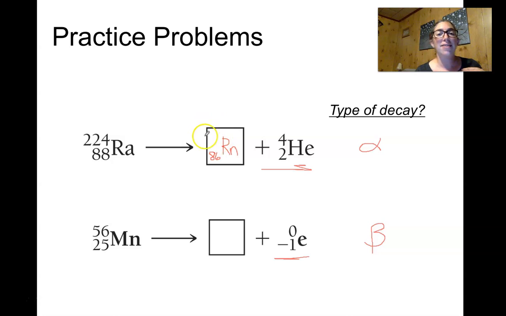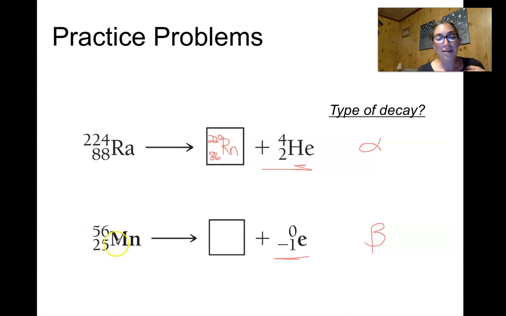And now we need to write the mass number for this product. All right, blank plus 4 equals 224. So that mass number is going to be 220. All right, so that would be the correct daughter nucleus or product of this radioactive decay.